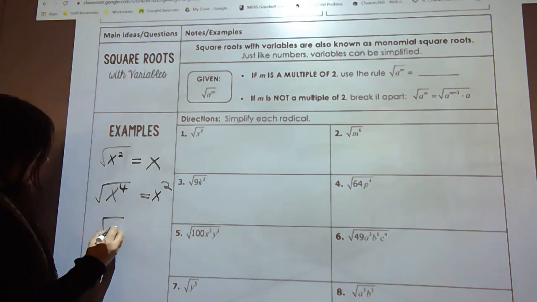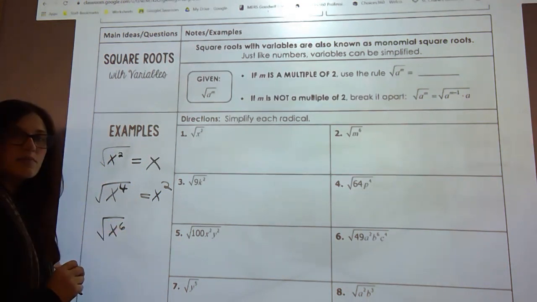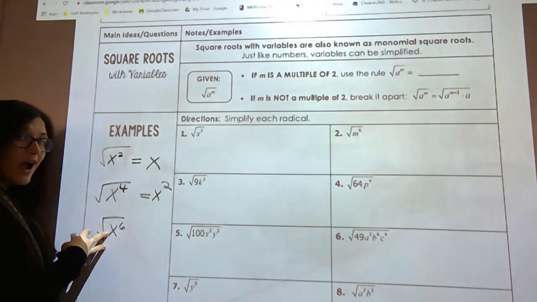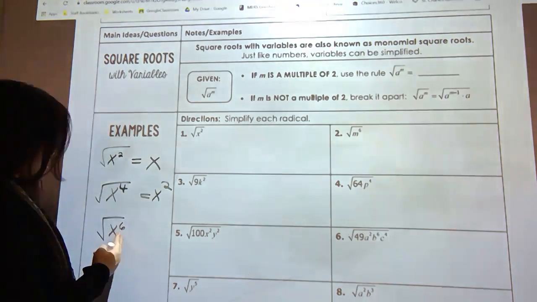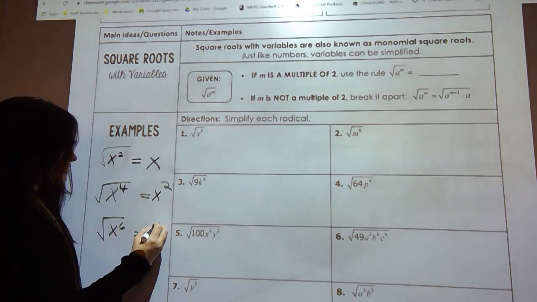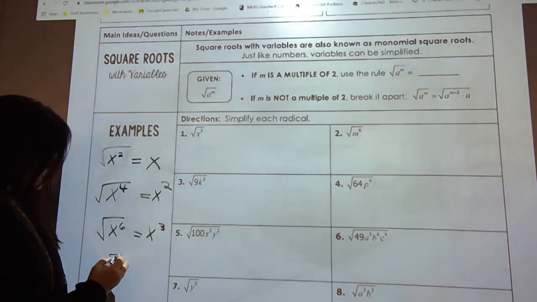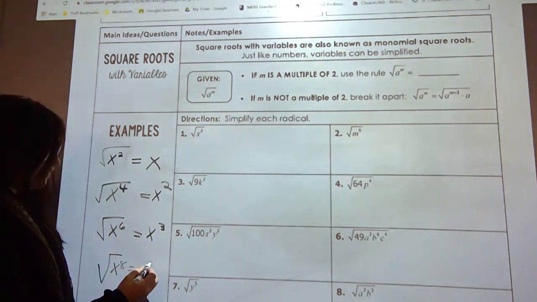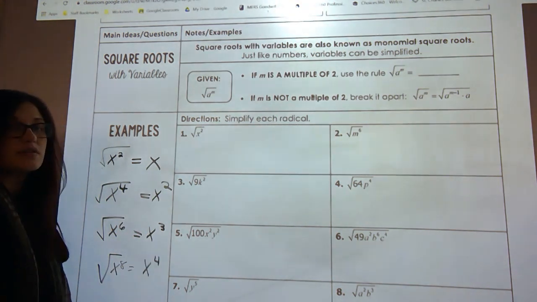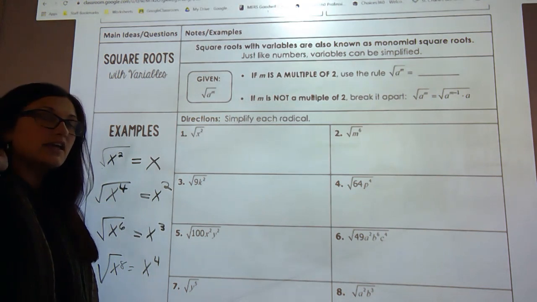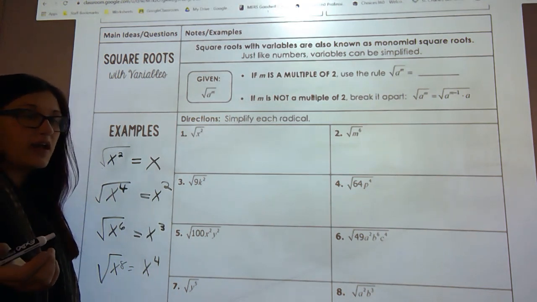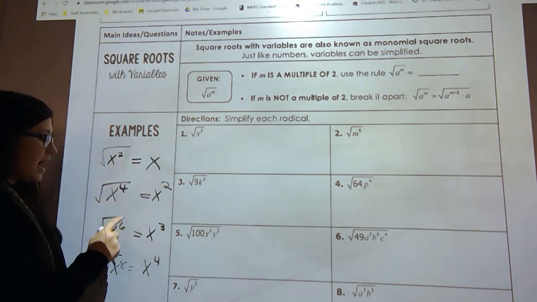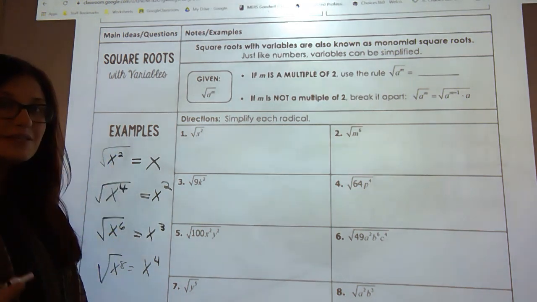What do you think the square root of x to the sixth is going to be? Well, I'm not going to rewrite it, but as an exponent, you can see that we're just taking half of 6, which is x to the third. What about the square root of x to the 8th? Well, what's half of 8? Half of 8 is 4, so x to the fourth. So simplifying a variable expression when there are even powered exponents is pretty simple.